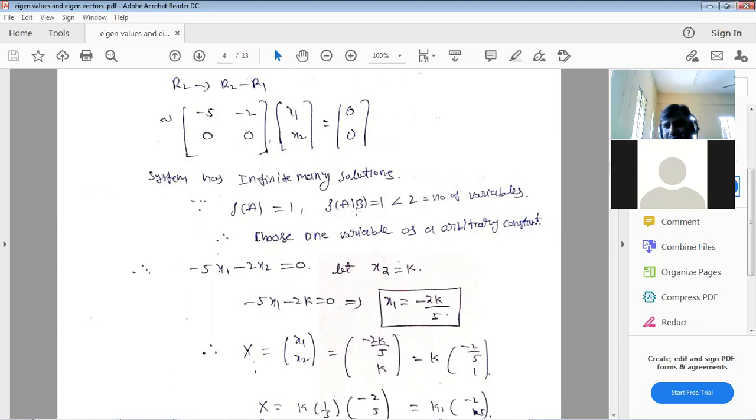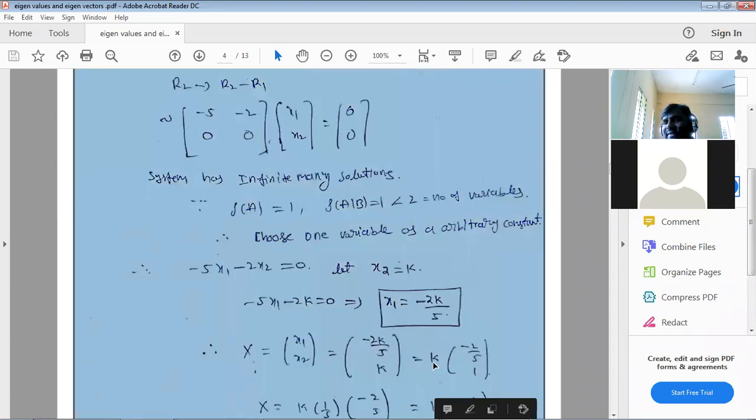Now for each eigenvalue, you are getting infinitely many eigenvectors here. Each eigenvector can be written as a constant multiple of minus 2 by 5 comma 1. Generally, this vector is taken as the eigenvector in the textbook, but any constant multiple of this is also an eigenvector.